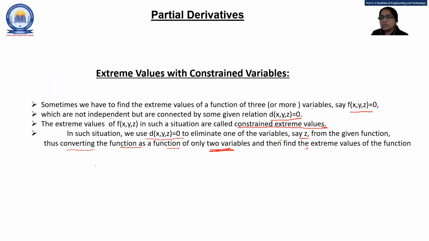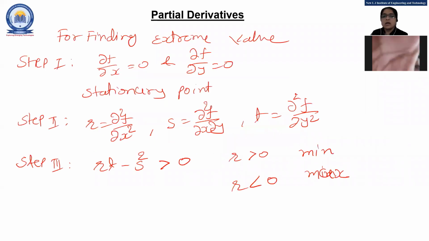What does it mean, students? If we are given a function with three or more variables, then we have to eliminate the other variables from the given function using the relation, and convert our given function into two variables only. And then we apply yesterday's steps, that is step 1, 2 and 3, for finding extreme values.